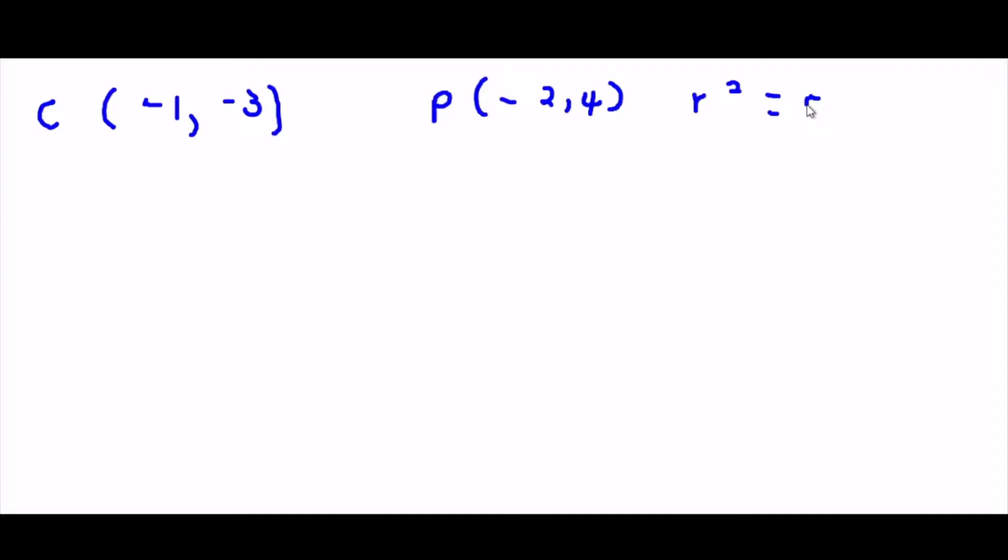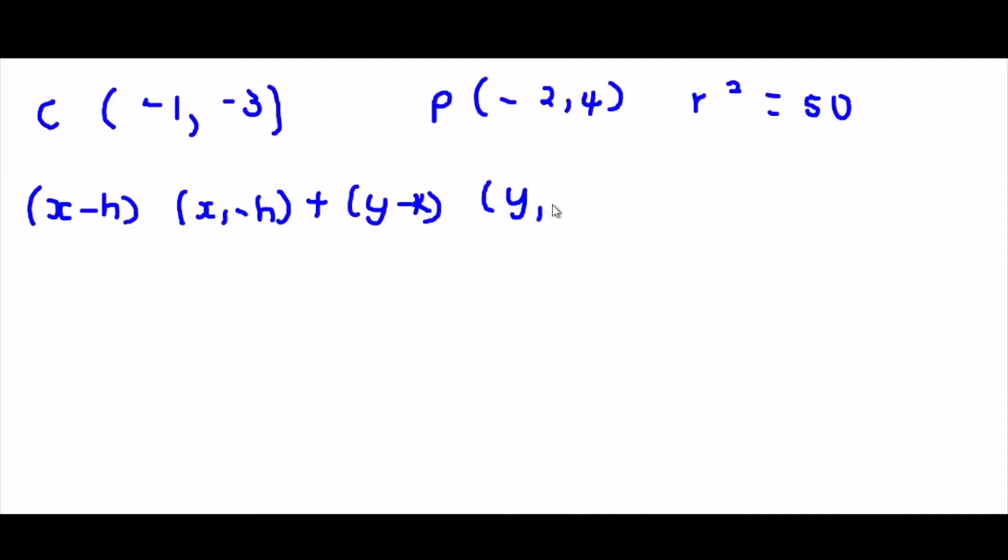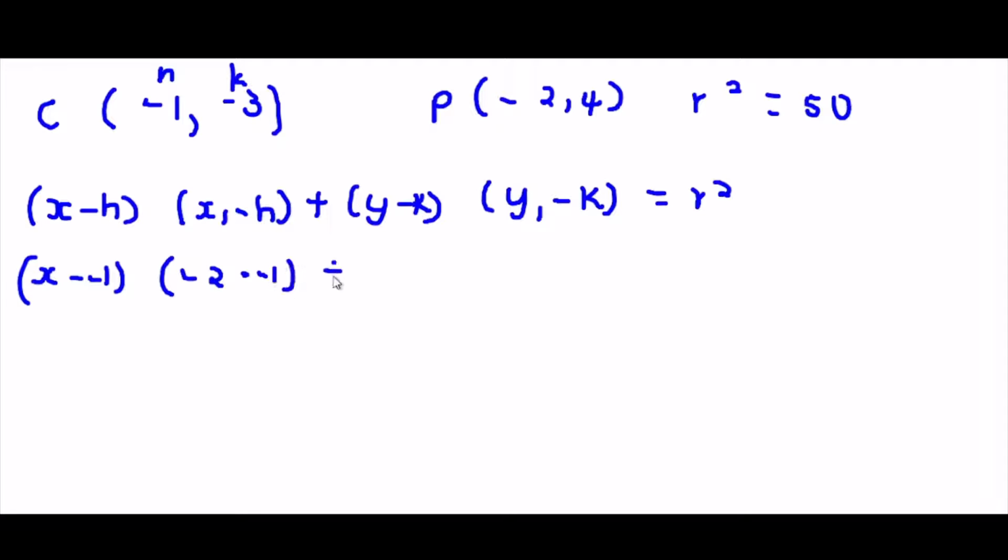And our r squared is 50. So when we take (x - h)(x1 - h) + (y - k)(y1 - k) equals r squared, our h is this and our k is this, so it will be (x + 1) multiplied by our x1, which will be -2, so it will be (-2 + 1), plus our (y + 3) multiplied by our y1, which will be 4 + 3, equals 50.